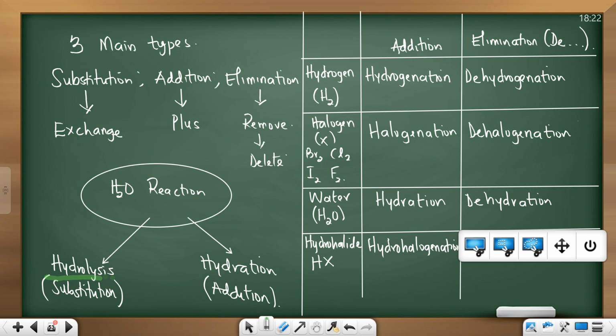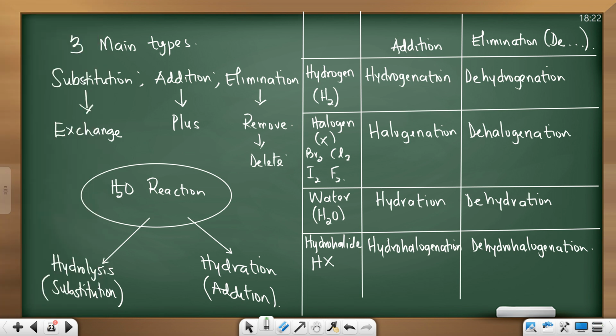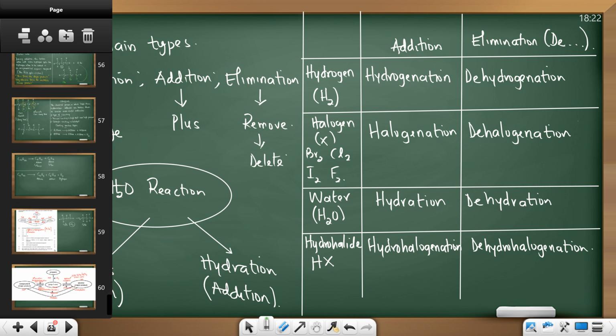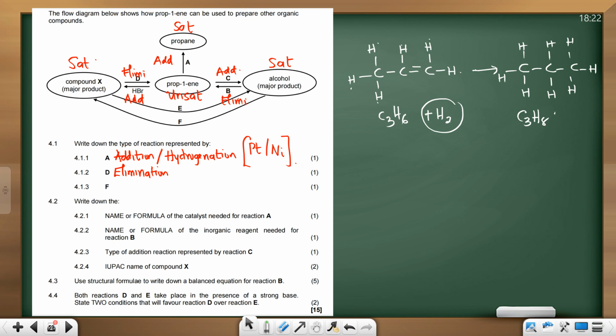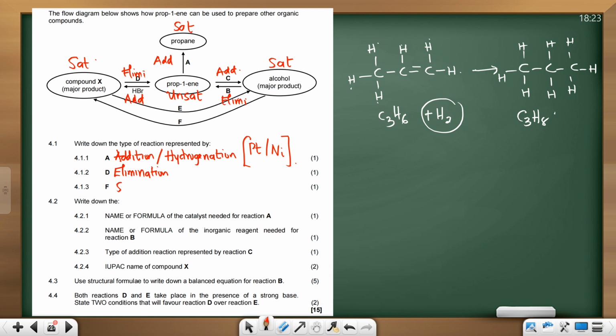Okay, let's answer this because I want to just wrap up. Let's look at those questions and see if we have answered all the things that the examiner required from us on that question. And then I can just wrap up on esterification. Let's go back and look at the questions now. What is F? We said substitution. We answered all of that, right? F is substitution. Now, write down the name or formula of the catalyst used for reaction A.